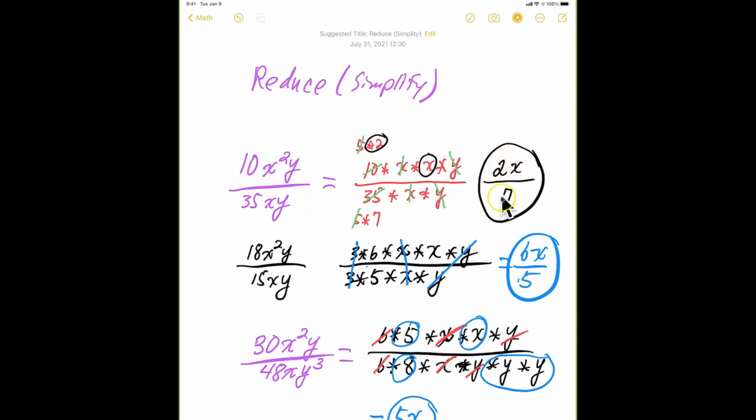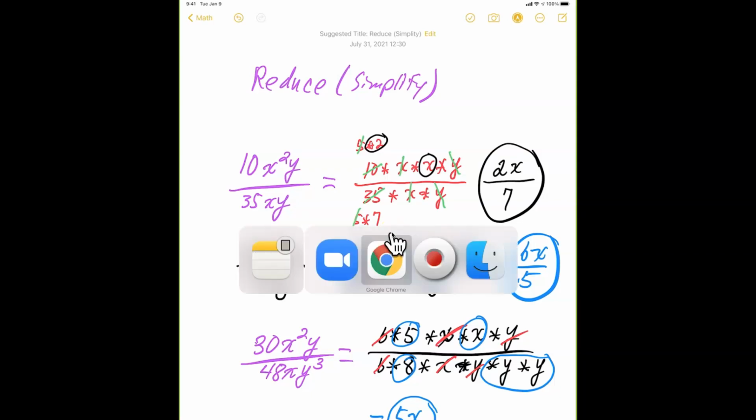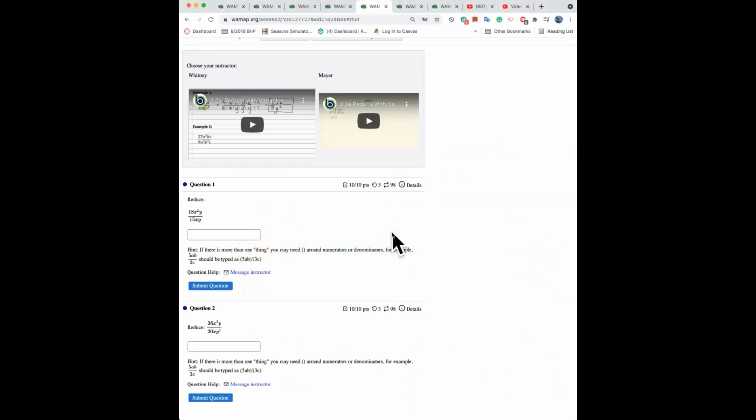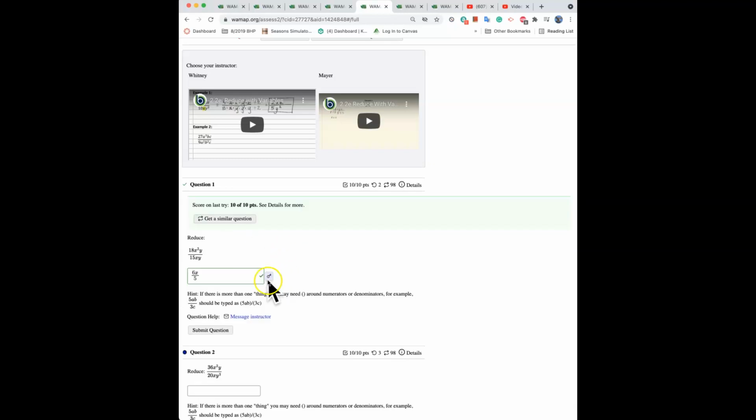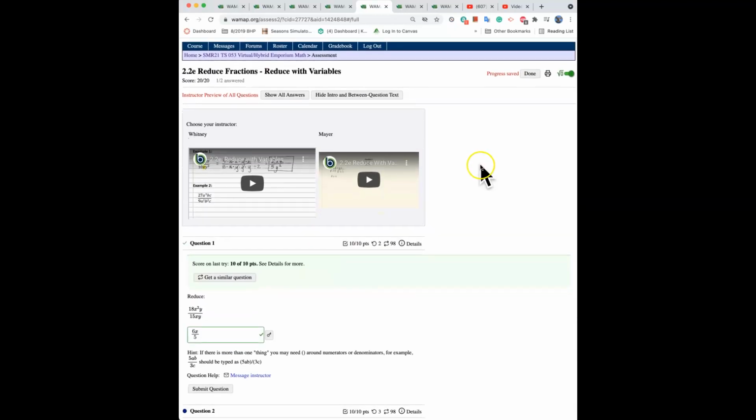So similar to our first problem, we have a coefficient and a variable, and then a constant in the denominator. So same pattern. So that's one good thing about WAMAP. You can often deduce some extra, get some extra information by looking for patterns. And so let's put that answer in here. It was 6x slash 5. How'd we do? Got it. Okay, nailed it.